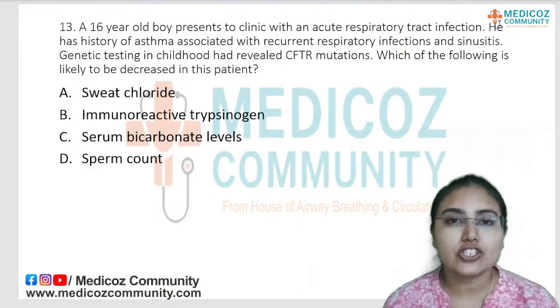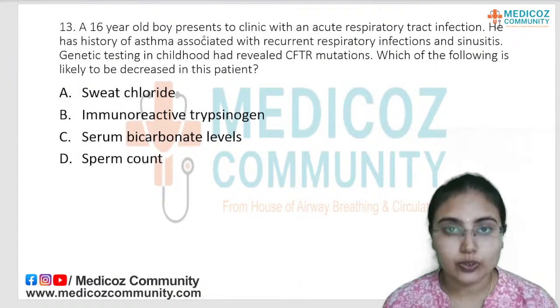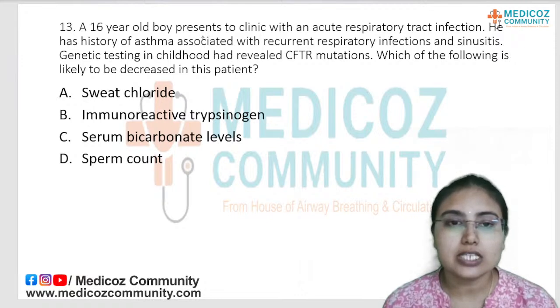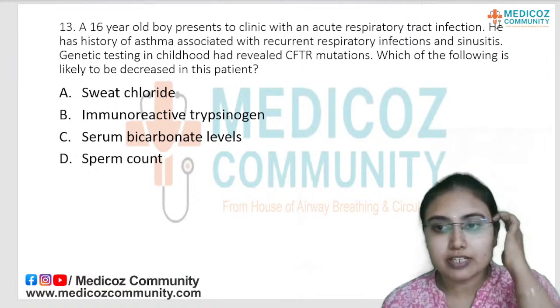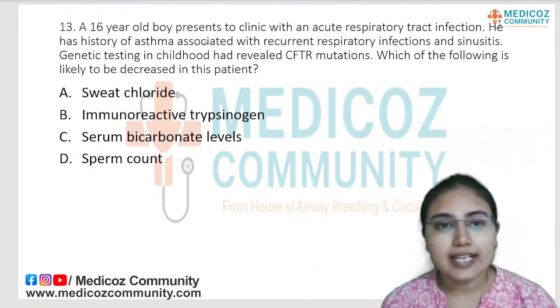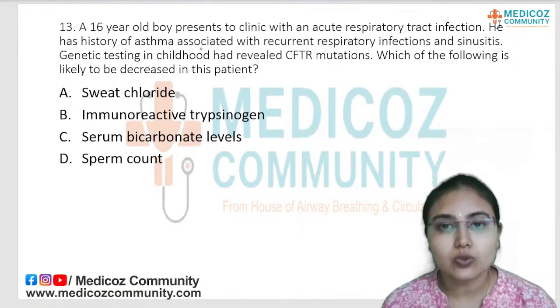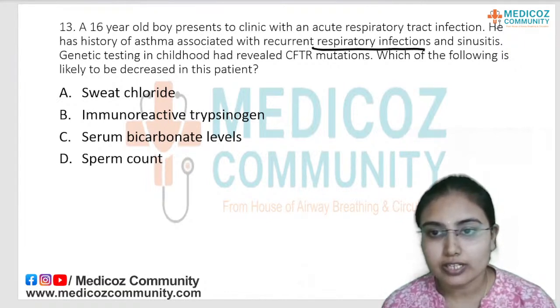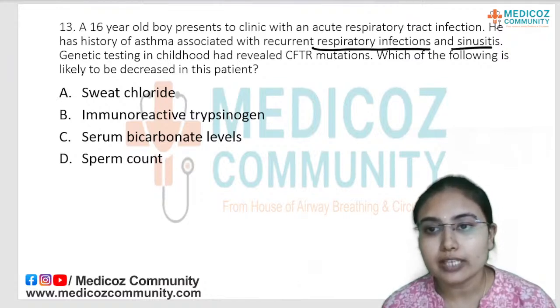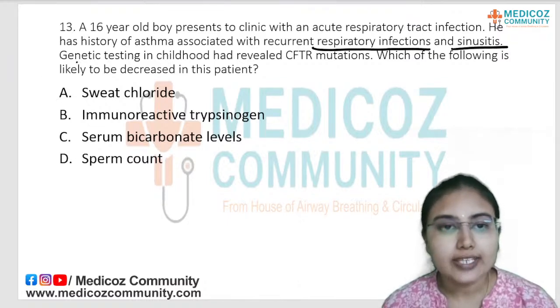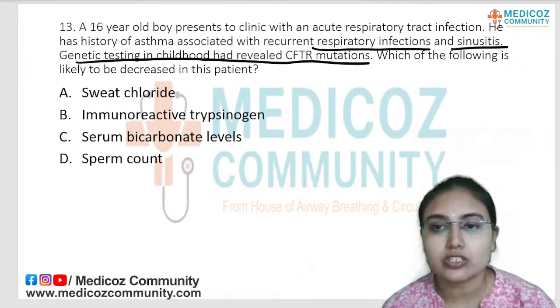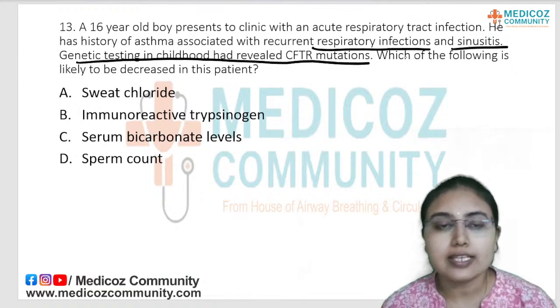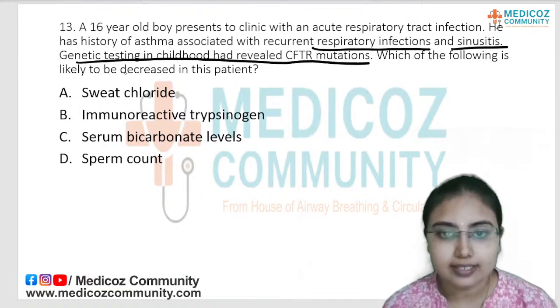So the first question of today's session, that is continuing, is question number 13. A 16-year-old boy presents to clinic with an acute respiratory tract infection. He has a history of asthma associated with recurrent respiratory infections. And he also suffers from sinusitis. Genetic testing in childhood has revealed CFTR mutations. Which of the following is likely to be decreased in this patient?